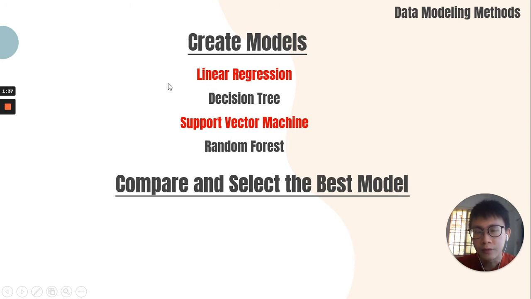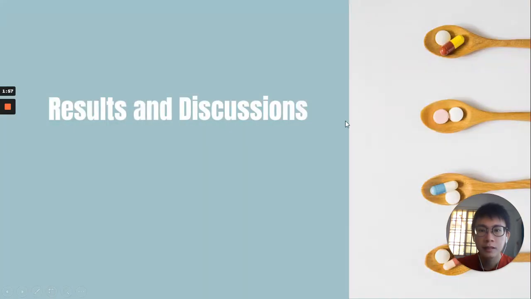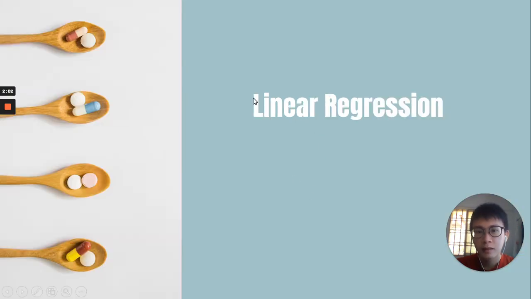Then we will create 4 models to test our data and select the best model. So we will be creating linear regression, decision tree, support vector machine, and random forest. After that, we will compare and select the best model. So now let's look at the results and discussions. I will be discussing linear regression and support vector machine. The other 2 models will be explained by one of my teammates.